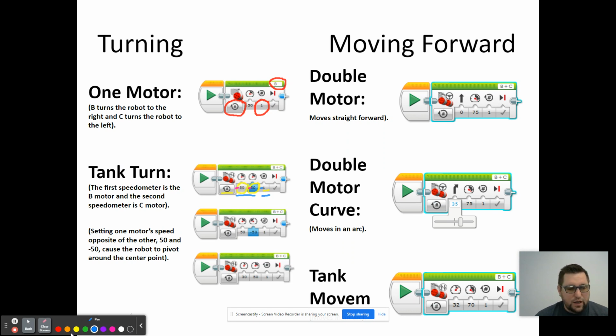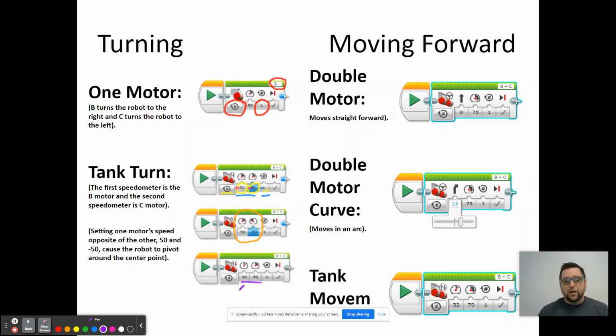Okay. Next one down here, as you can see, I have a 50 and a -50 in my speed using my tank block. That is going to have my robot spin like that. Okay, just around the center of gravity, around the middle of the robot. So that one you're going to have to really experiment and play around with how many degrees or rotations you are going to put into this block. Again, I would use degrees and not rotations, because you can always use your port view.